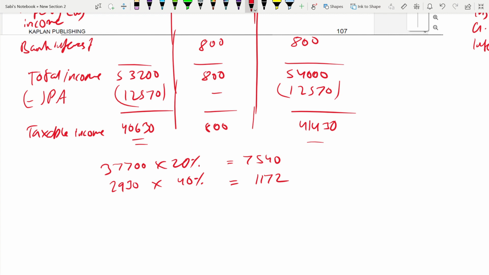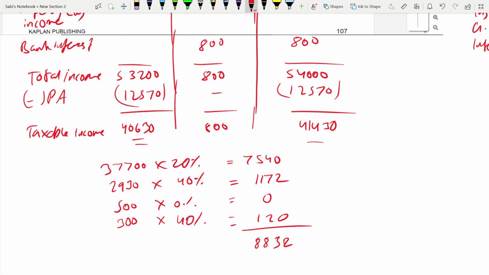Now let's go to the savings. Can we get the starting rate for savings? No, because non-savings itself is more than 5,000. What about the nil savings rate band? Can we get it? Yes, we definitely can get it, because he's a higher rate taxpayer. How much? Up to 500. So up to 500 of savings will be taxed at 0%. From 800, 500 goes, you are left with 300, which will be taxed at 40%, 120.